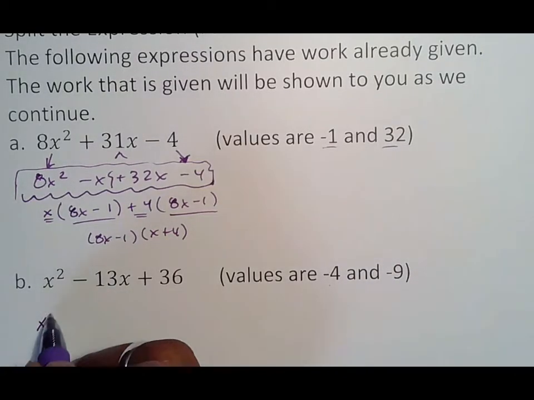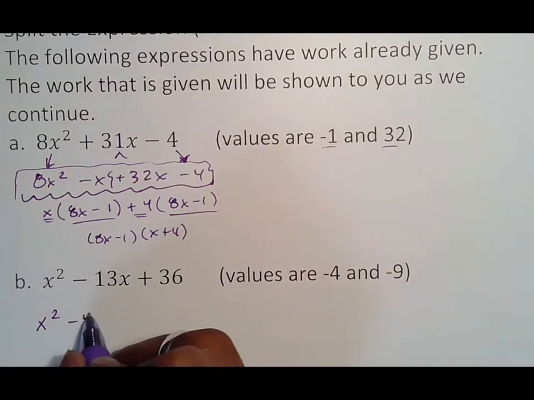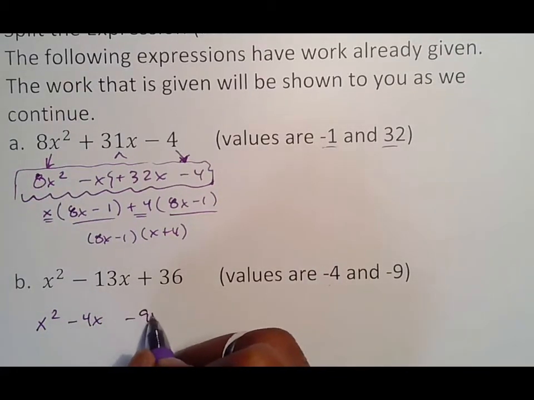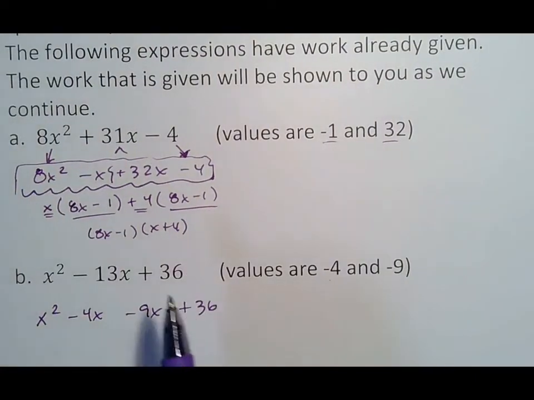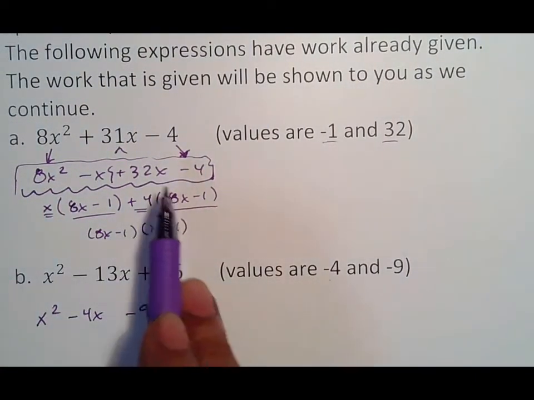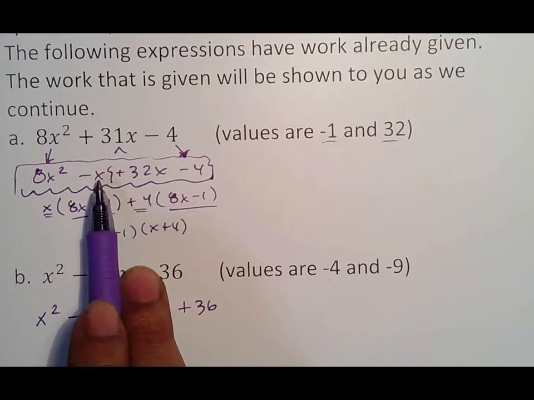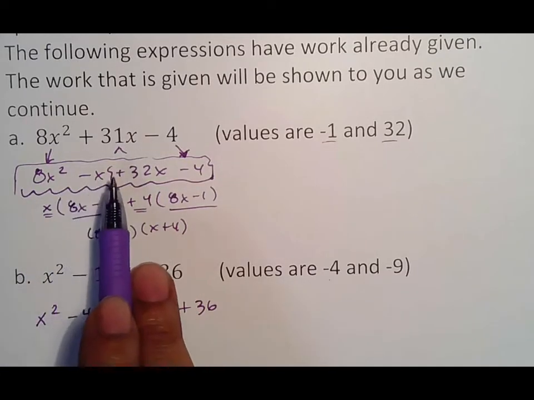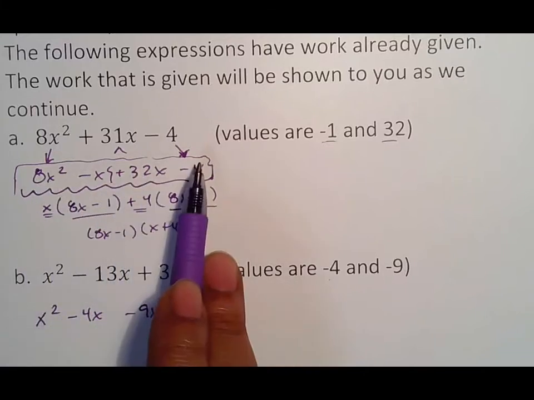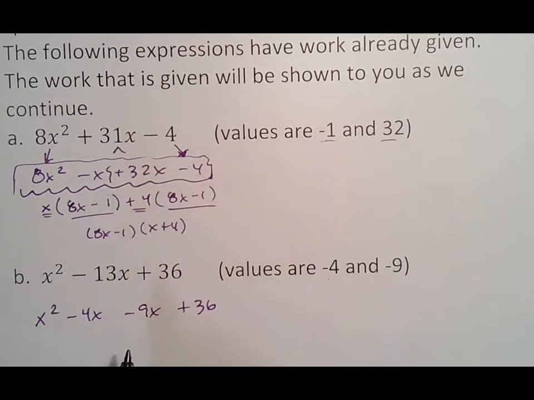So I would split this to be x squared minus 4x minus 9x plus 36. And again, think about it. The only reason why this would be illegal is if I change the value of it. But what does negative 4x and negative 9x make? They make negative 13x, which means that all I did was give it a facelift. I rewrote it with 4 terms, but it's still equivalent to the original.